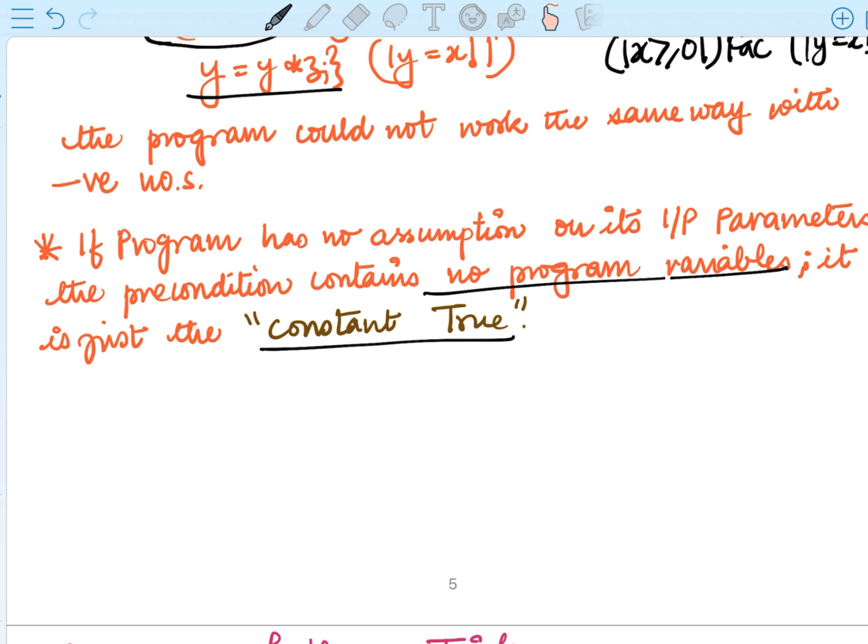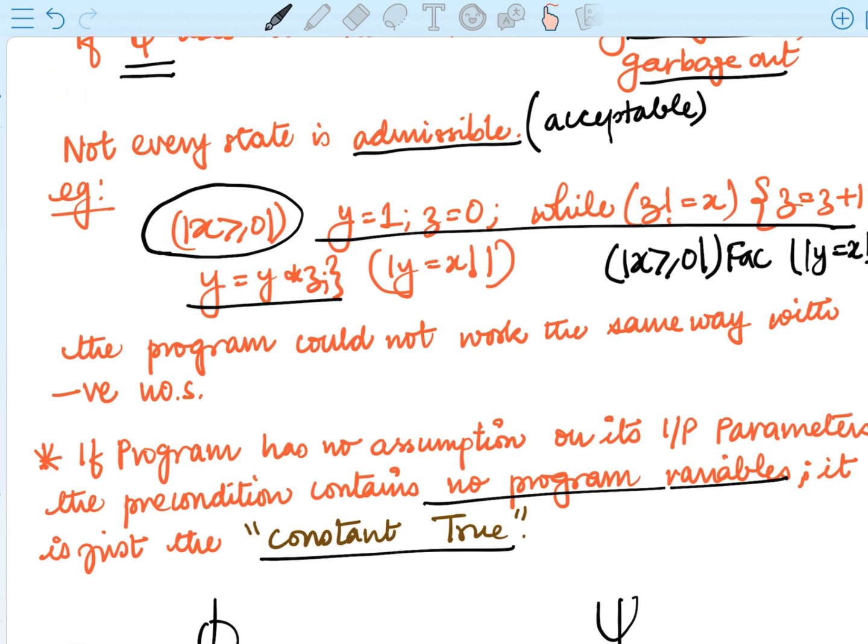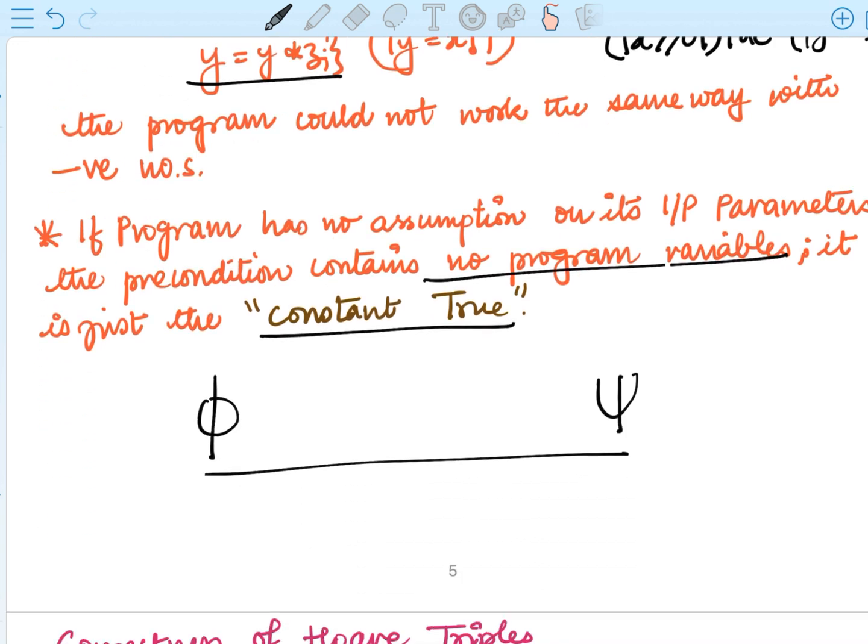Okay. One thing to analyze is, whether you talk about phi or you talk about psi, what are they made up of? Even in this program, there's x greater than or equal to 0, and y equals x factorial. What are they made up of? They are made up of variable values.